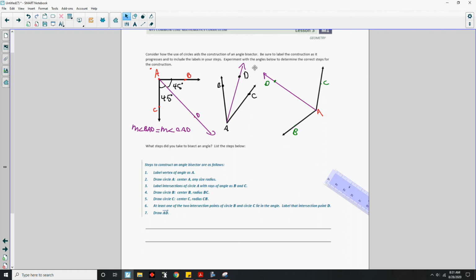So now ray AD bisects the angle BAC. So then I'd again say the measure of angle BAD is congruent to the measure of angle CAD. Okay, so if this was 80 degrees, then this is 80 degrees. If this was 30 degrees, this is 30 degrees. Alrighty.